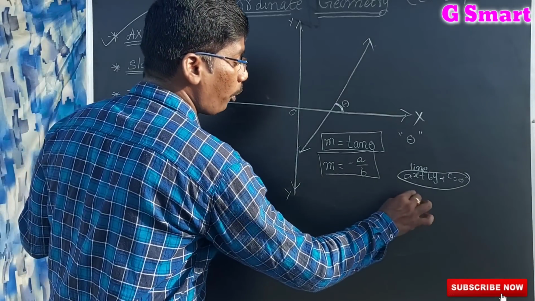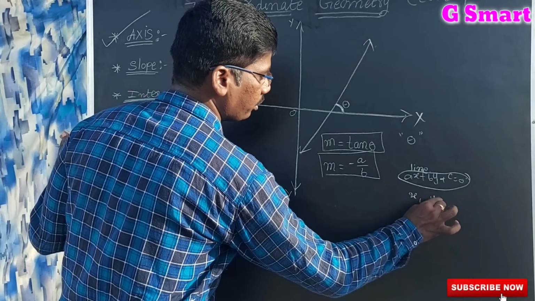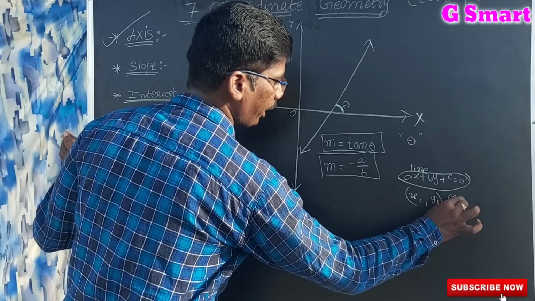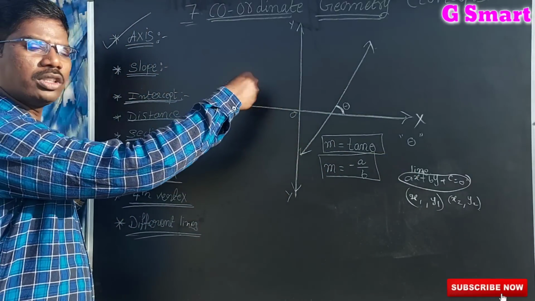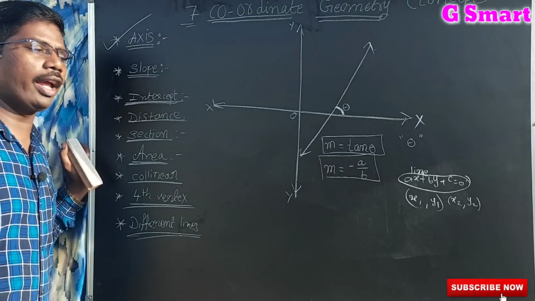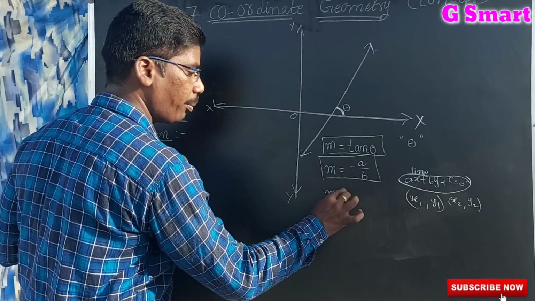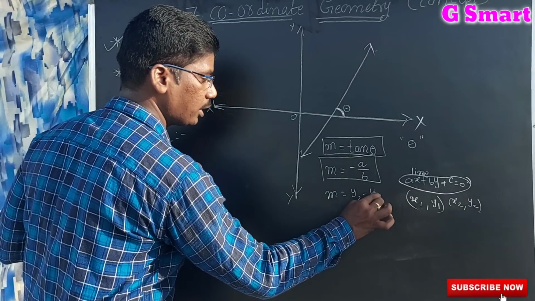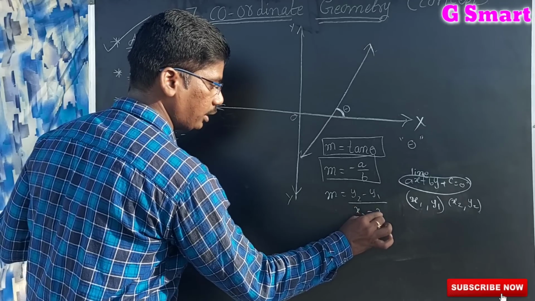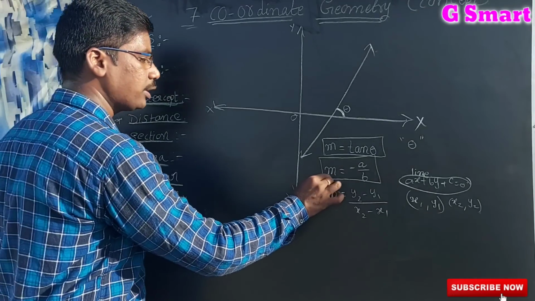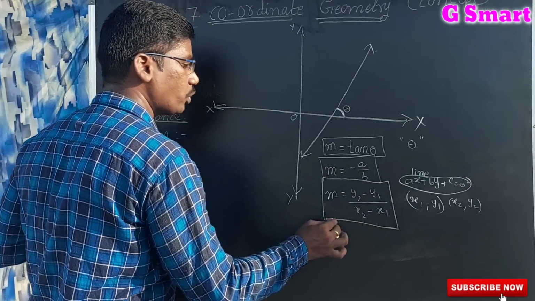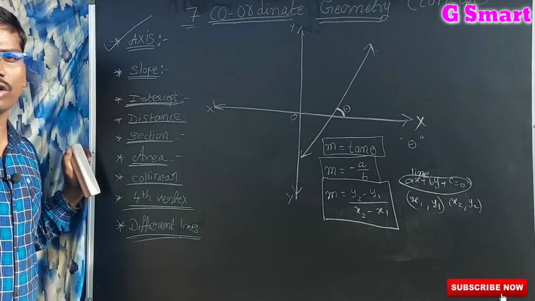Next, if 2 points are given, x1, y1 and x2, y2, any 2 points in the coordinates, then what is the slope of the line? We know that very well. m is equal to y2 minus y1 by x2 minus x1. These three formulas are most important, so we have to remember.